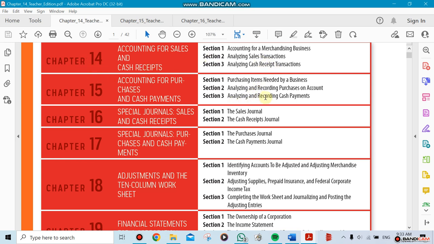Chapter 15 is going to be the opposite, which is buying. We're purchasing new items for the business, and then we're going to analyze the purchases. Are we paying cash for it now, or are we going to pay it later, which is accounts payable? Remember, you guys remember this from term one. These are the two chapters that go along with each other.